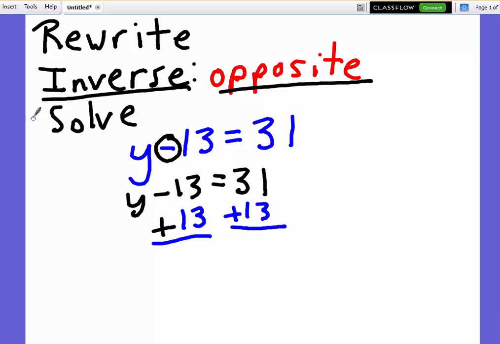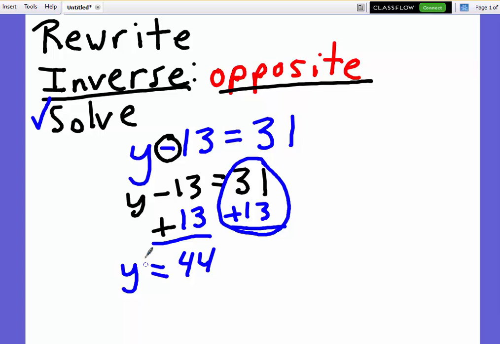And now I'm left with my solve. Well, if I have a negative 13 plus 13, that's a 0. And so remember, I can just leave that 0 out since a number plus 0 is itself. So I have y equals, and now I have my right side. Well, what is 13 plus 31? Well, that is 44. So remember, I'm always looking for what does my variable equal. So I have my answer, y equals 44.